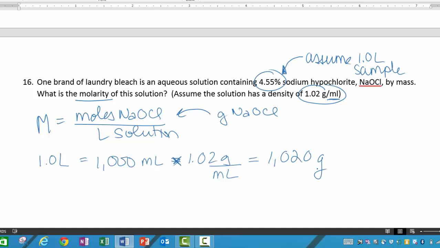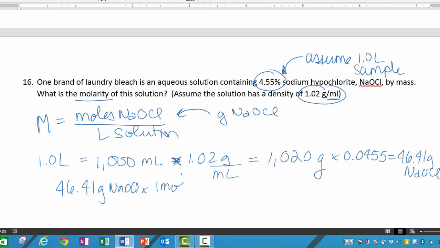So in that 1 liter sample, 4.55% of that sample would be sodium hypochlorite. So if I take 4.55% of 1,020, I will get 46.41 grams sodium hypochlorite. I want to find moles of sodium hypochlorite, so I'm going to convert that, 46.41 grams sodium hypochlorite, and 1 mole of that will weigh 74.44 grams, so that means I have 0.623 moles.